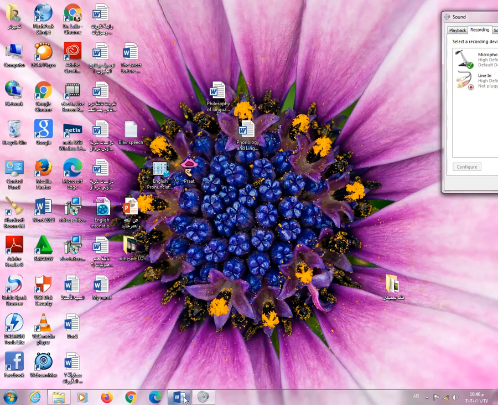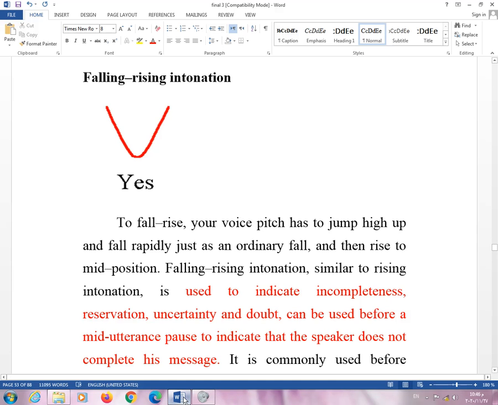Hey everyone, this is Dr. Layla Galban, and today we're going to continue a discussion of English intonation. Last time we talked about falling intonation and rising intonation and their functions. Today we're going to talk about falling-rising intonation and rising-falling intonation, two compound tone types, okay?